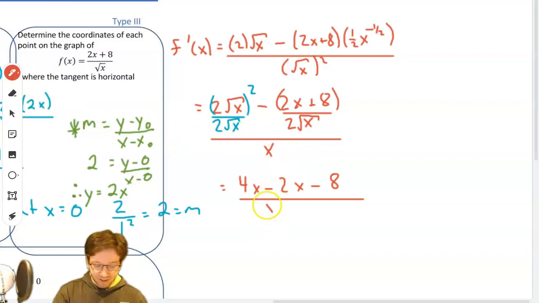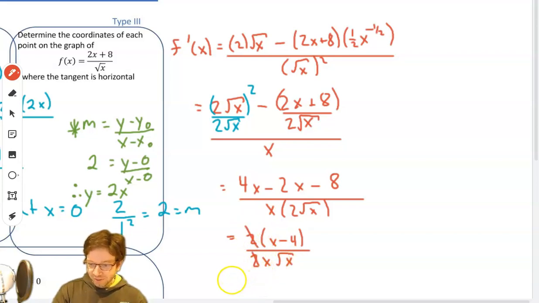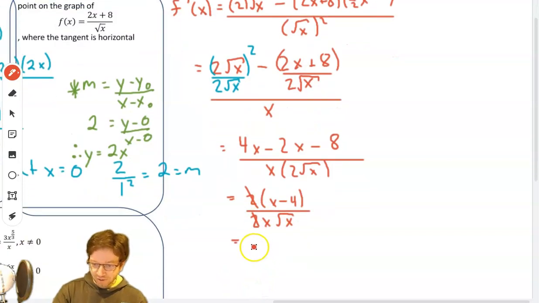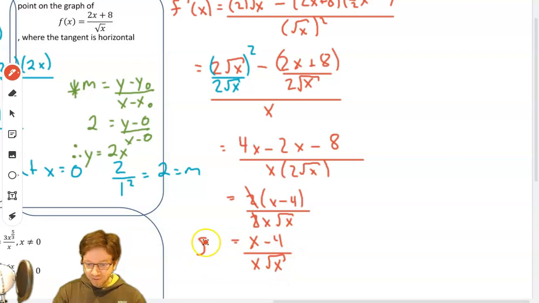Okay, so we have the x, and then we have our 2 root x. Alright, so 4x minus 2x is just 2x, and then minus 8. So 2x minus 8, but we can factor out a 2 to have x minus 4 all over. We have the 2 there. I'm going to pull it out at front because you can see I'm going to cancel it. X times the root of x. When we cancel out the 2's, we just get x minus 4 all divided by x root x. Alright, so there's the derivative, f prime of x.